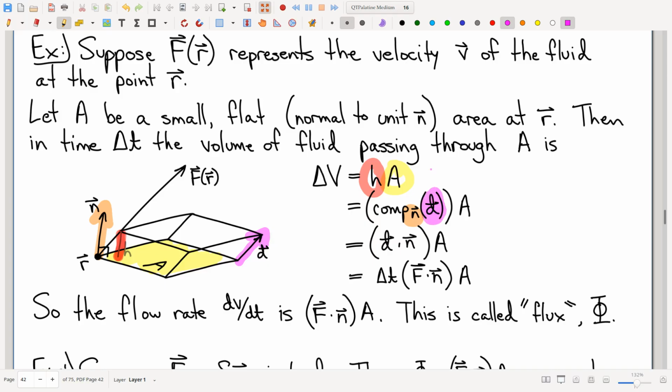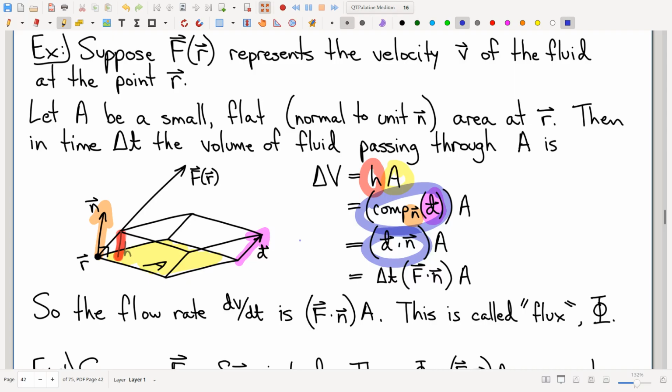Now, again, geometric appeal, right? We've got this displacement vector. I don't really care how long the displacement vector is exactly. What I care about is to what extent that displacement moves in the direction of the normal. That is how we define the height. And of course, we know how to compute components. Components are dot products with unit vectors. Conveniently, n is a unit vector.